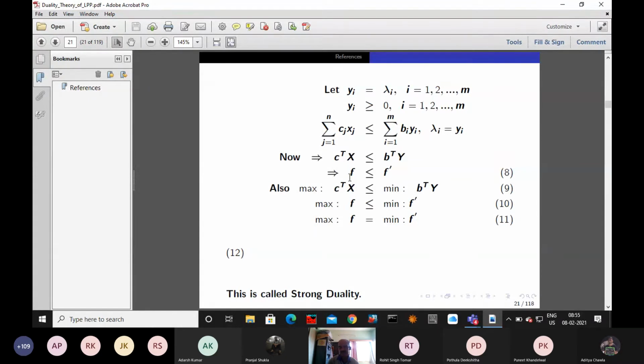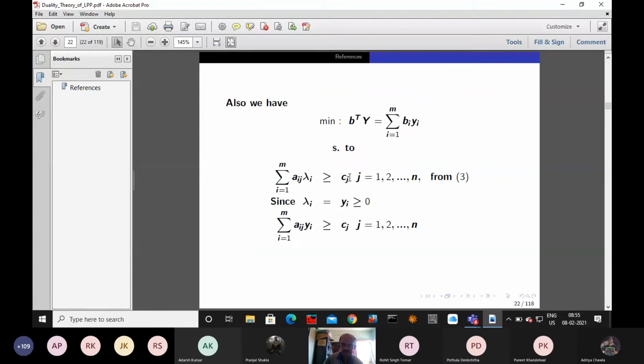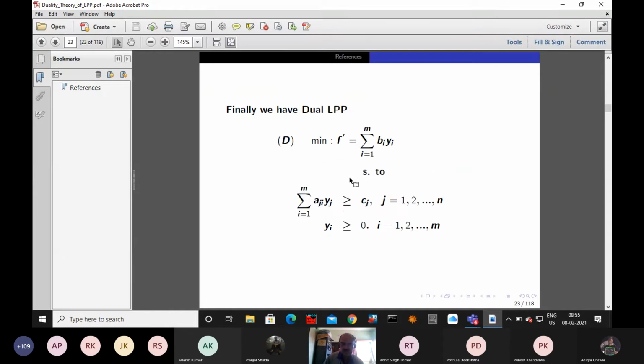Similarly, whatever we are presenting here, B transpose Y, is the summation over i from 1 to m of bi into yi. Generally I say the dual variables are nothing but the lambda, so you can replace lambda by yi. So the auxiliary function we find becomes the dual auxiliary function. So this is the dual linear programming problem.